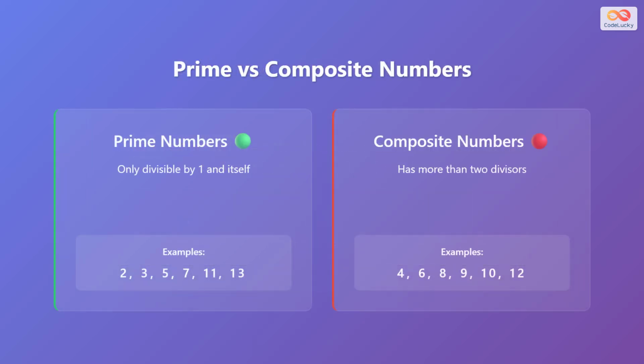Now, let's understand the difference between prime and composite numbers. Prime numbers are only divisible by 1 and themselves. Examples include 2, 3, 5, 7, 11, and 13. On the other hand, composite numbers have more than 2 divisors. Examples include 4, 6, 8, 9, 10, and 12.